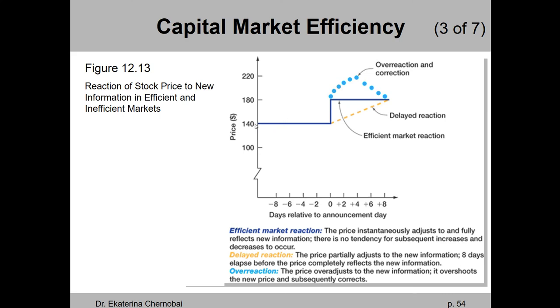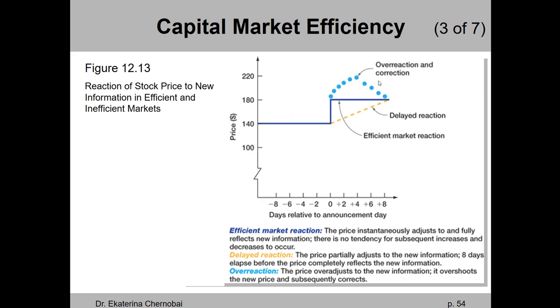Okay, so we have kind of three ways the price goes up following this announcement on the announcement day. We have a step, the solid blue line. If the step happens, the price immediately jumps to 180 per share. Then we have the light blue dotted line. The price kind of goes to about 220 and then goes back to 180. And the orange broken line, where the price slowly goes up to 180 over the next several days.